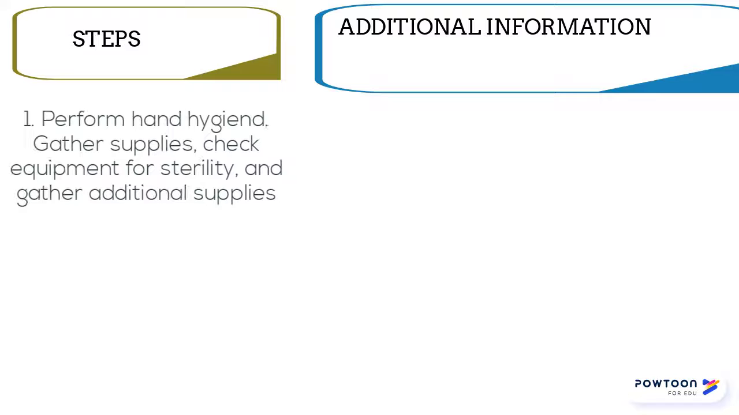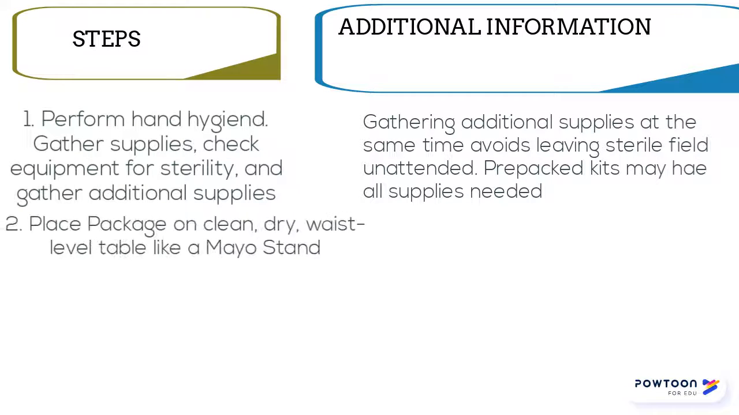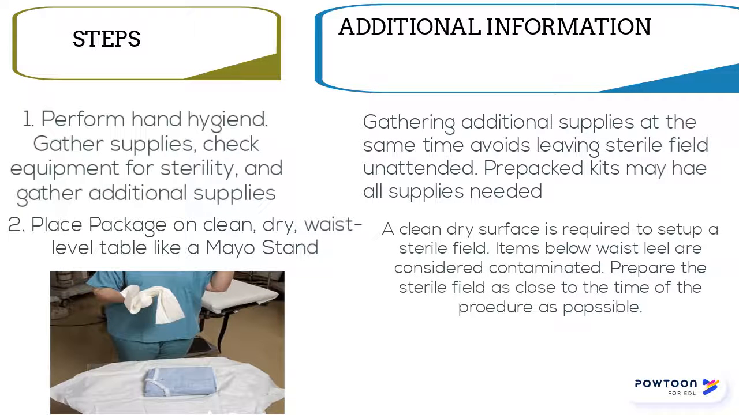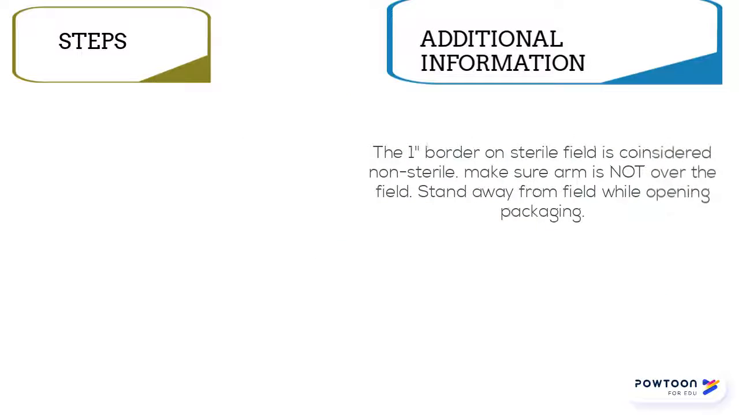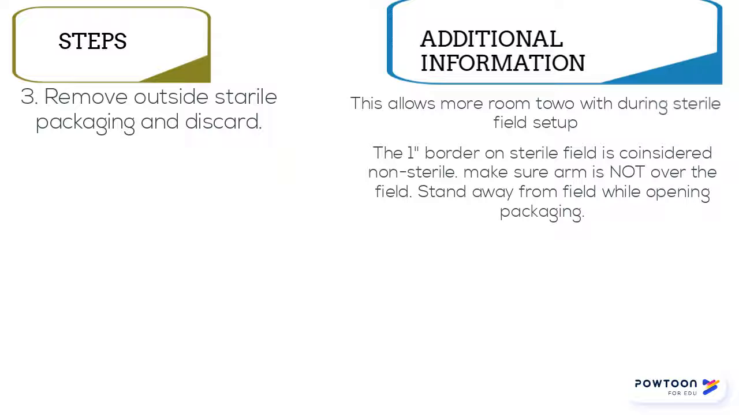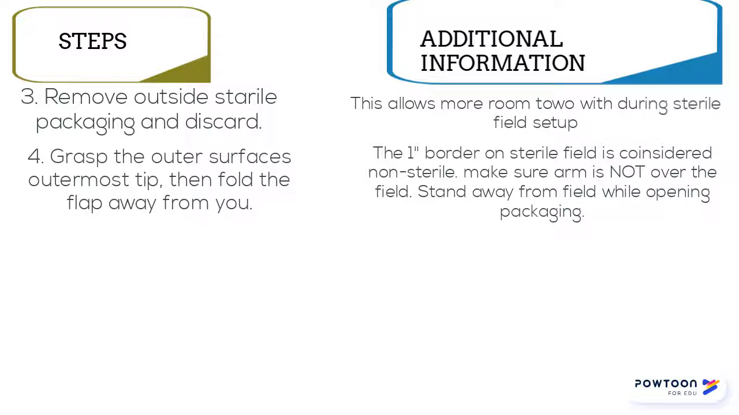So the first step is to perform hand hygiene. Get your supplies, check your equipment for sterility, and gather additional supplies to help you save time. Place the package on a clean, dry, waist-level table like a mayo stand. A clean, dry surface is required to set up the sterile field for sure. Remove the outside sterile packaging and discard it to give you more room for setup.